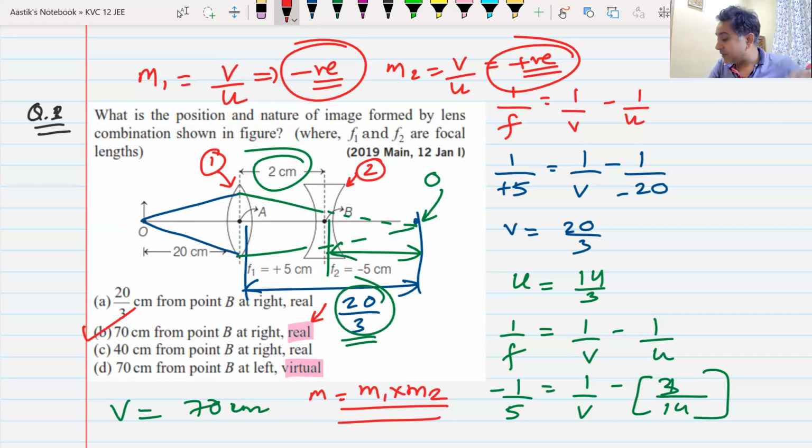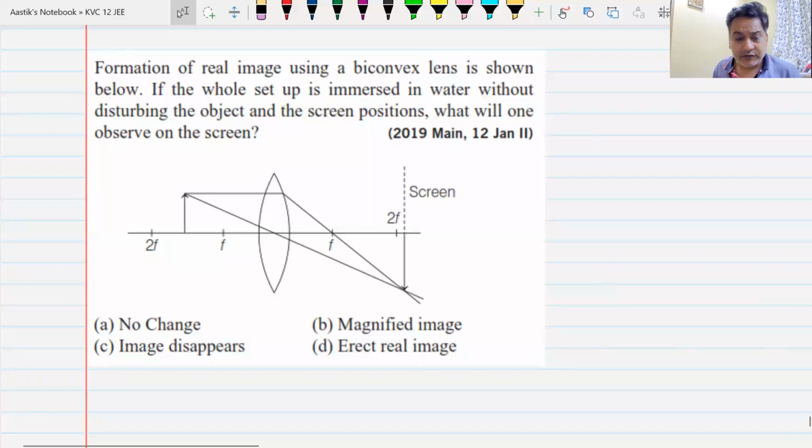Time for one more simple question, and you can see, beta, if you remember simple things, remember. Again, one of the questions from JEE Main.